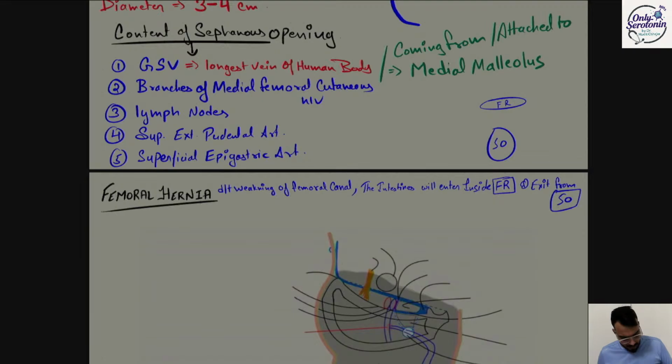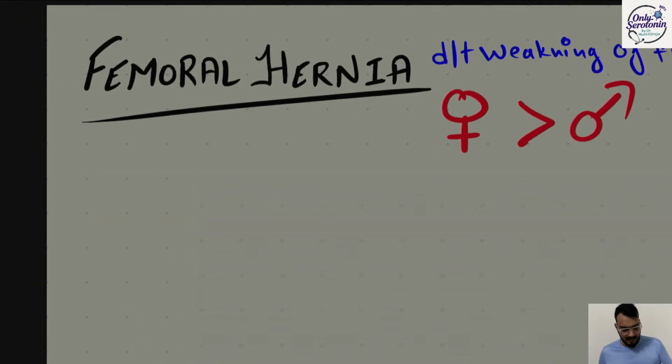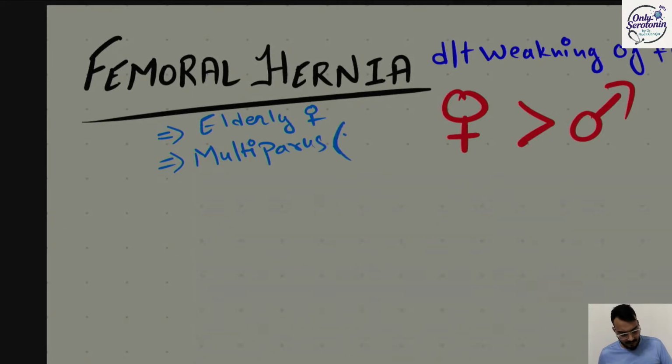Femoral hernia you will see more in females than in males. Femoral hernia is more in females than in males. What kind of females will these be, guys? These will be elderly female patients, or another one is multiparous female patients. What is multiparous, guys? A female who has given birth more than twice. This kind of female is known as a multiparous female. जिस भी फीमेल ने दो से ज़्यादा बच्चे पैदा किए हैं, we will call her multiparous female. Okay.